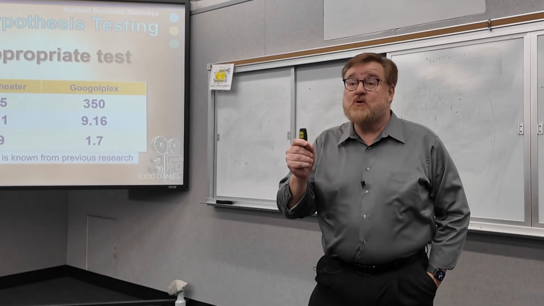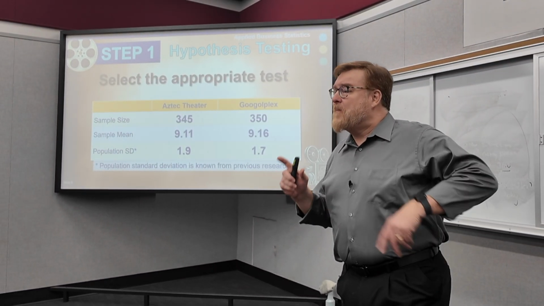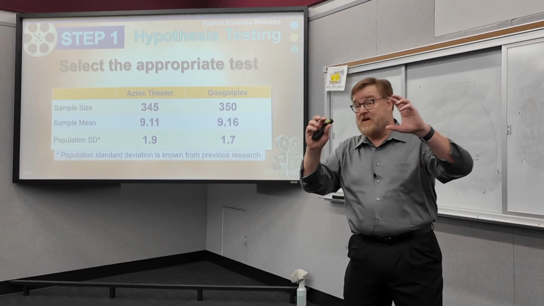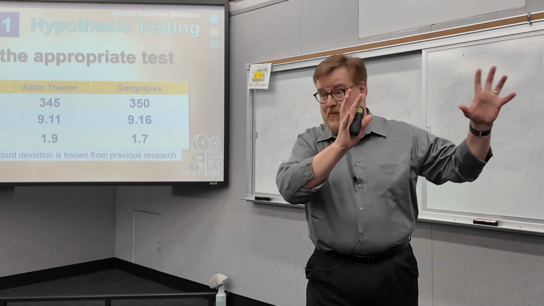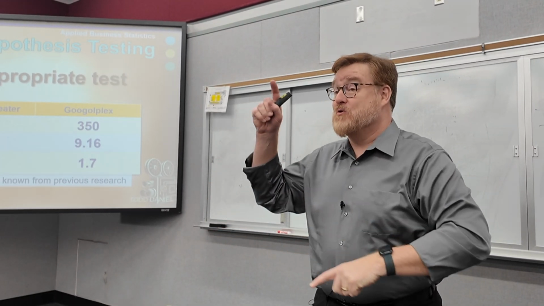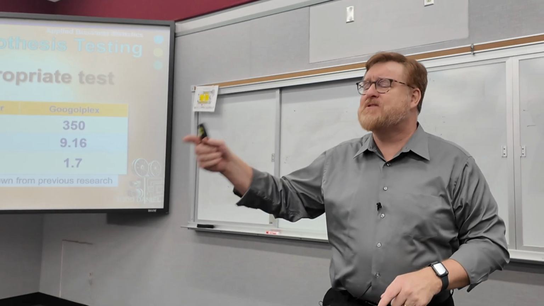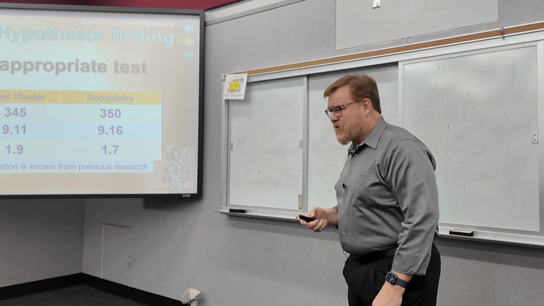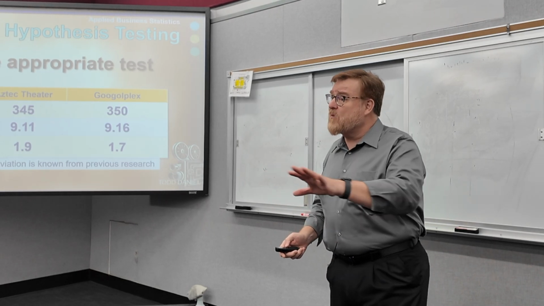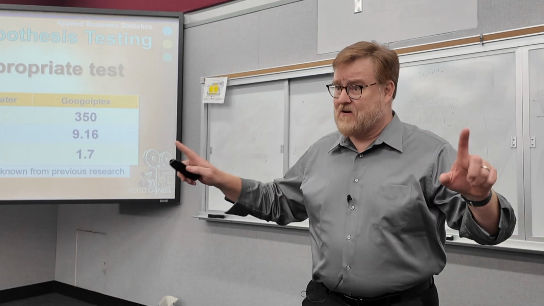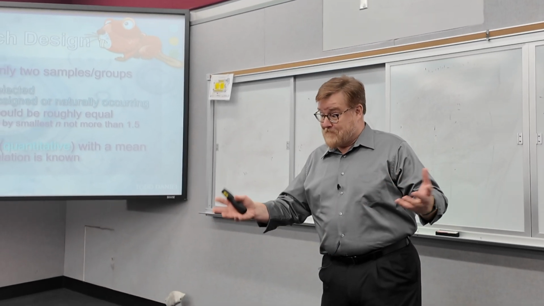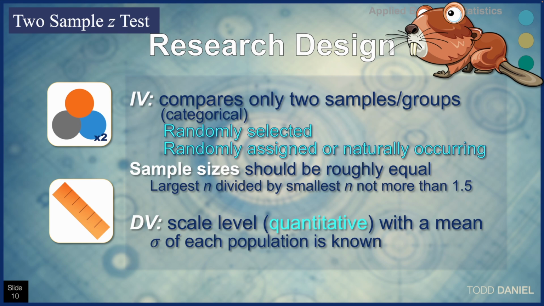I've selected 2 samples from 2 populations. Population 1 would be all the tickets sold at the Aztec Theater, and population 2 would be all the tickets sold at the Googleplex Theater. And now I have 2 samples drawn from those 2 populations, a subset of 345 and 350 ticket prices from each of those 2 populations. I'm going to start with the assumption that those 2 ticket prices are the same, that these 2 theaters charge on average the same amount for a ticket. And then we're going to test that to see if the evidence would support that.